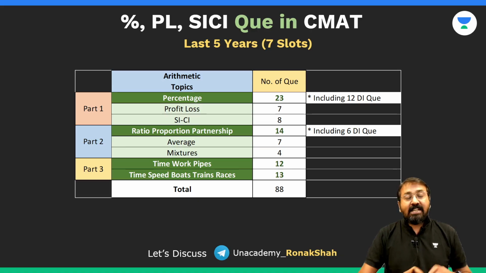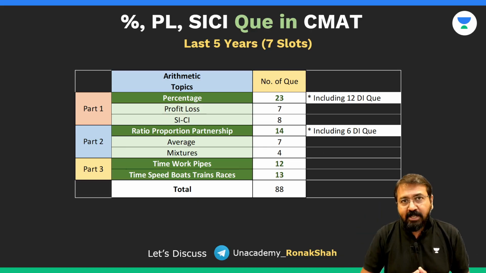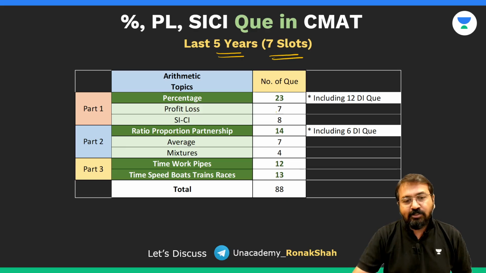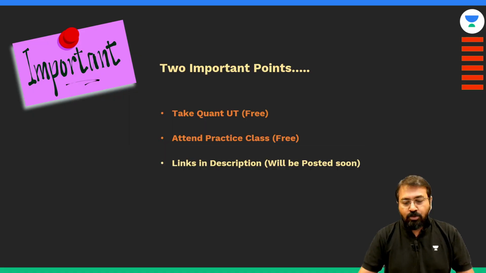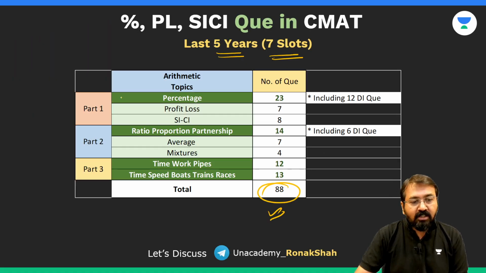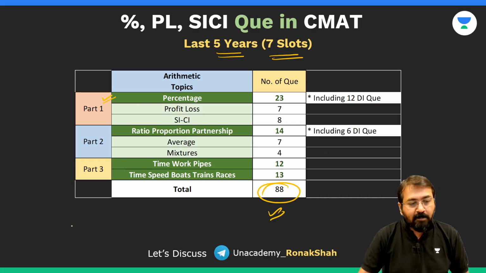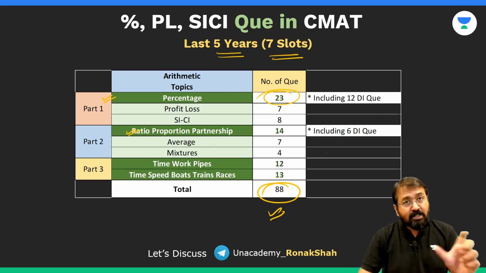So let's begin and let's understand what is the breakup of arithmetic topics, because arithmetic is an extremely important topic. In the last 5 years, that is 7 slots, a total of 88 questions have appeared from the arithmetic area itself. So I'm sure you can understand it's a very important topic. And if I look at the important topics inside arithmetic, percentage is the most important topic. Then comes ratio proportion. So 23 questions were based on percentage.